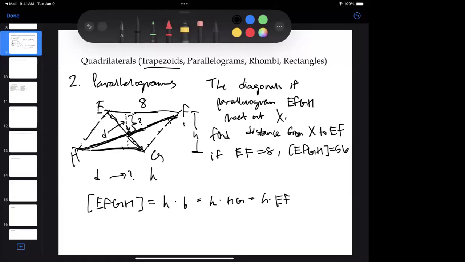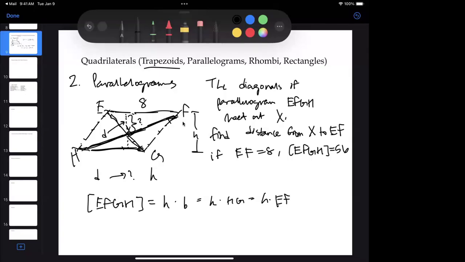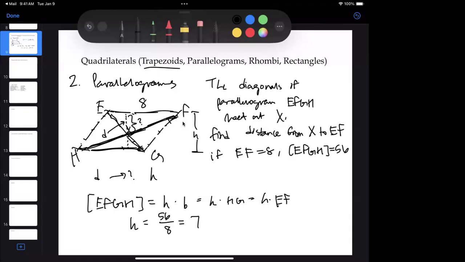Oh yeah, Bobby, you got the correct answer. Would you like to explain to the class? Yeah, so since the area is 56, the height has to be 7. So I just thought that from X to EF, it should be half the height. So I got 3.5.